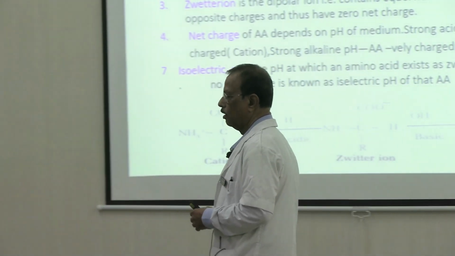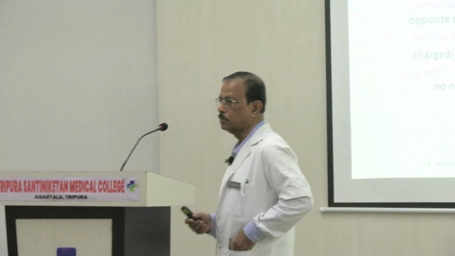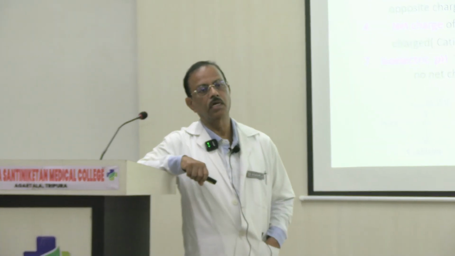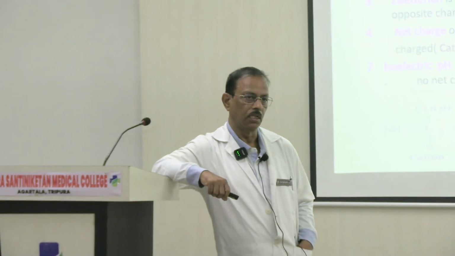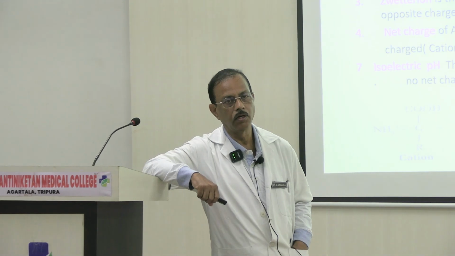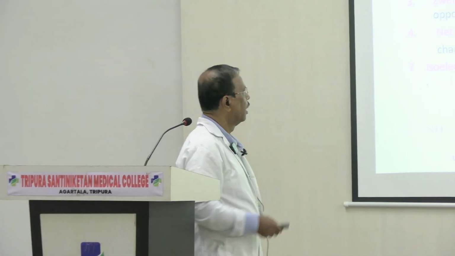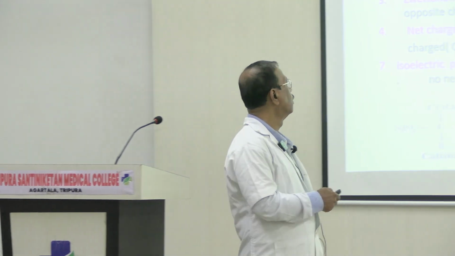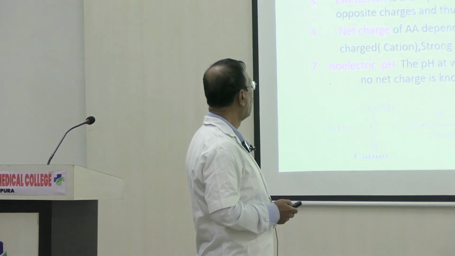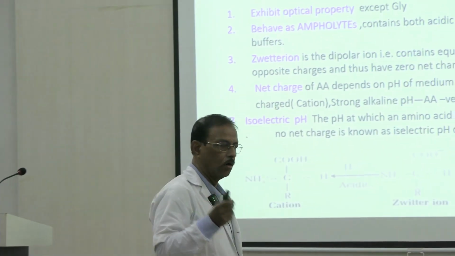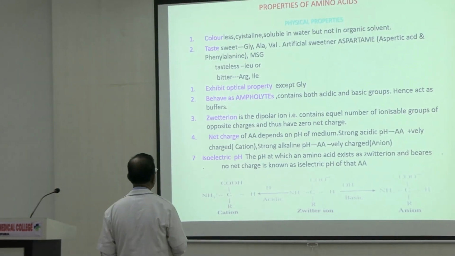During our last class, we have seen that those amino acids having chiral carbons exhibit optical property. Except glycine, all the amino acids exhibit optical property.